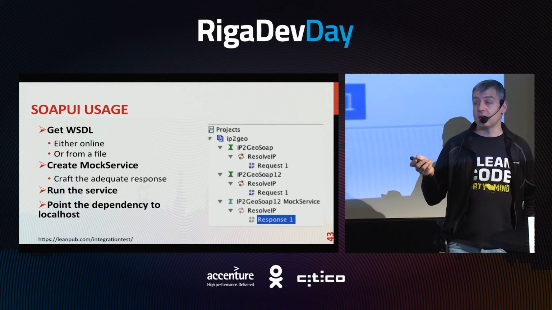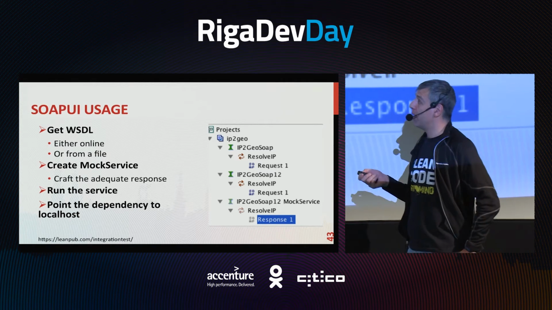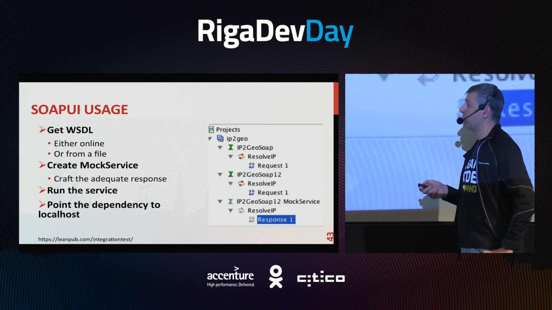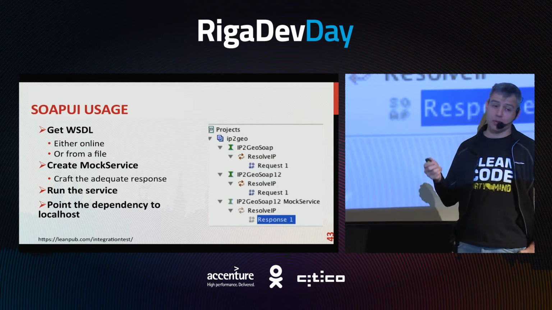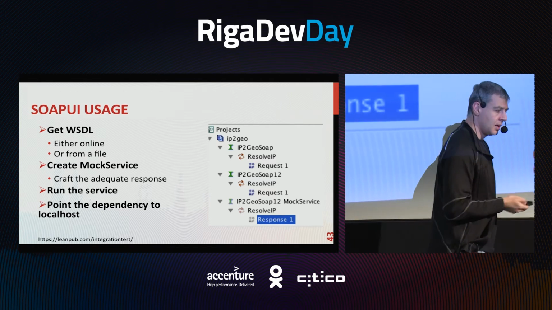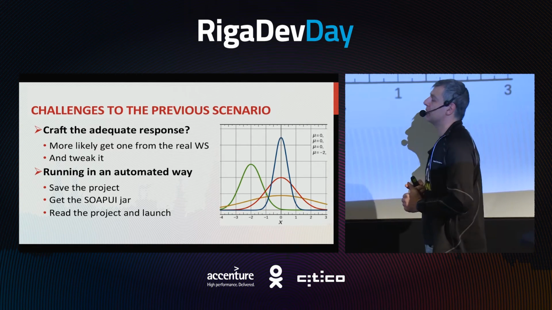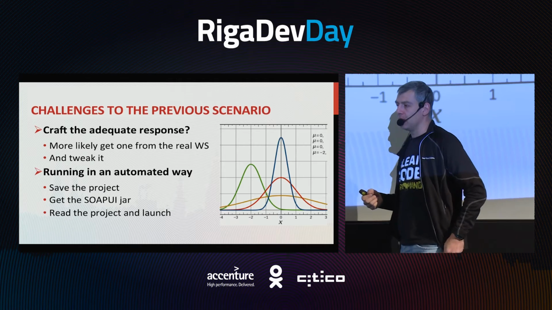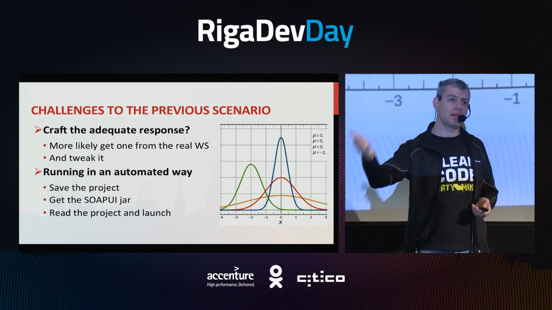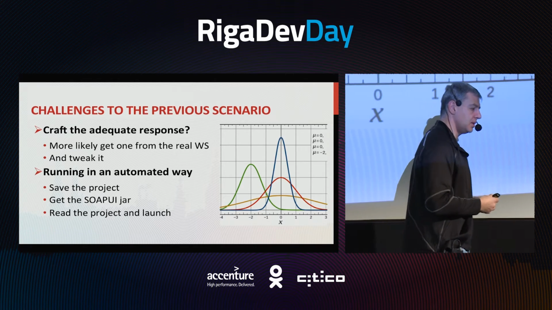Then you would get the WSDL. You would create the mock service, create the response that you want to fake, run the service, and then just use the code and point the dependency to your localhost. Now the problem with that is, okay, how do we get the response? You don't craft it yourself. Probably you use a real web service, get it, and then copy it and customize it a little.